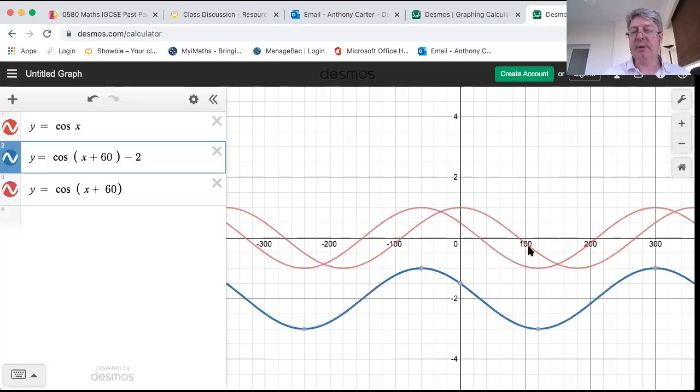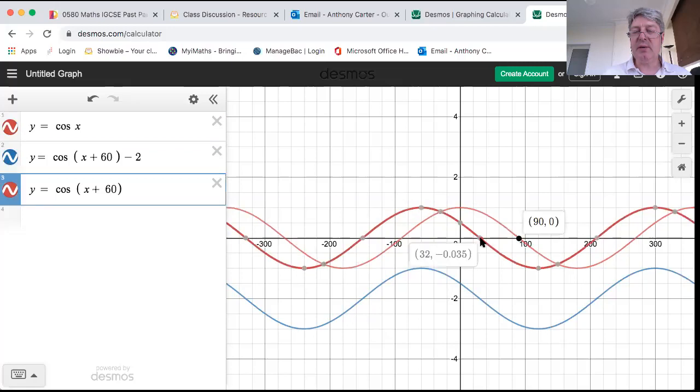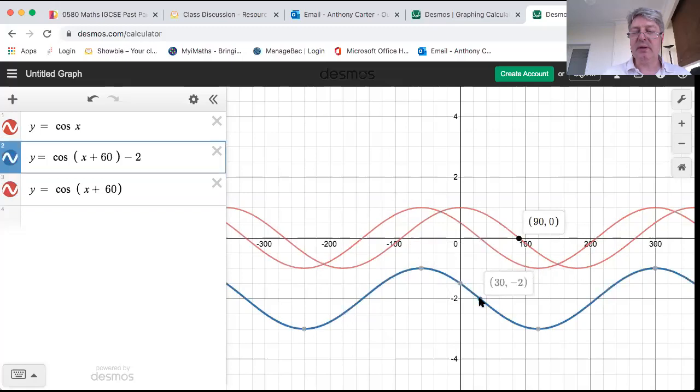If we pick another point, this point here, that's at 90 degrees. If we take 60 away, we get to this point here, 30, 0. And if we take away 2 in the y direction, it goes down to 30, minus 2. So that's the combination of translations in the horizontal and the vertical direction. So I'm going to pause there.